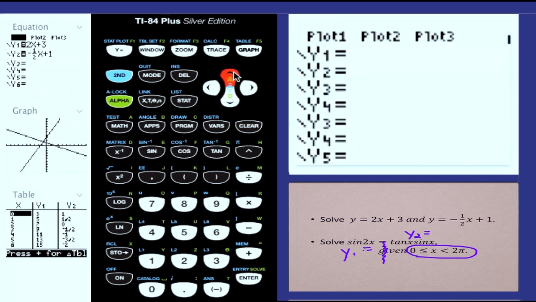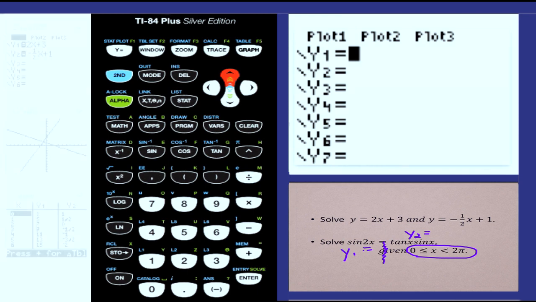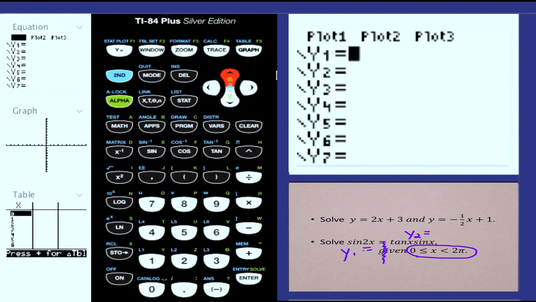And we'll scroll back up to y equals. And now I'm going to type in sine 2x. So I just find the sine button, and then notice it opens up a parenthesis. So then I type in a 2 and then an x, which is right next to the alpha button. Now let's close the parentheses.